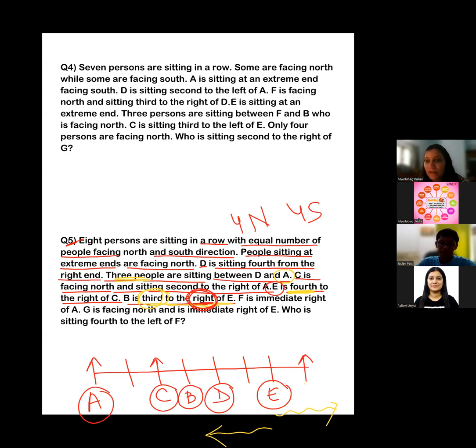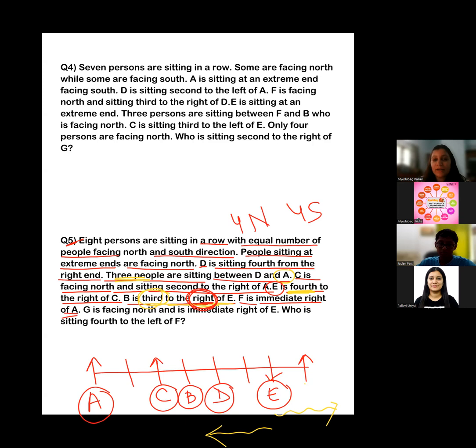It will be facing south. Yes, correct. So it will be facing south. That is why B is coming third to the right of E. Correct. Next is F is immediate right of A.